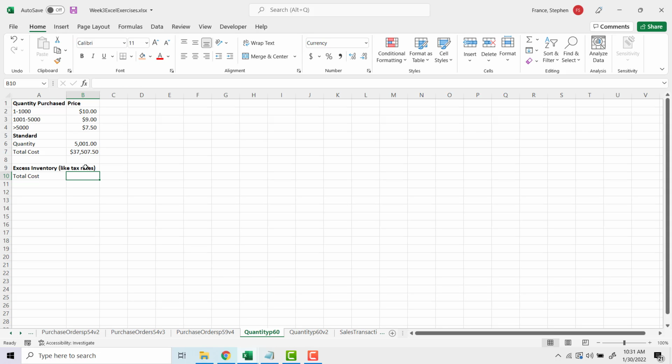$37,507.50. Now, just for something interesting, this isn't actually in the book, but imagine if we had a scheme where regardless, your first 1,000 are charged $10, then anything above that between 1,001 and 5,000 is charged $9, and anything over 5,000 is charged $7.50. But you would still be charged the previous amounts for up to 1,000 and up to 5,000. So it works a little bit like tax rates.